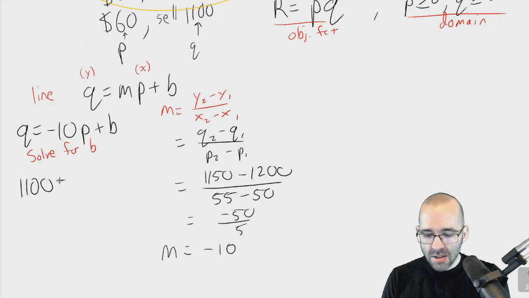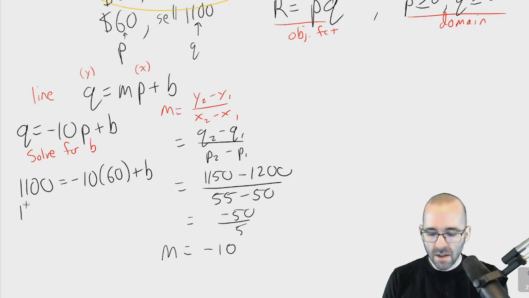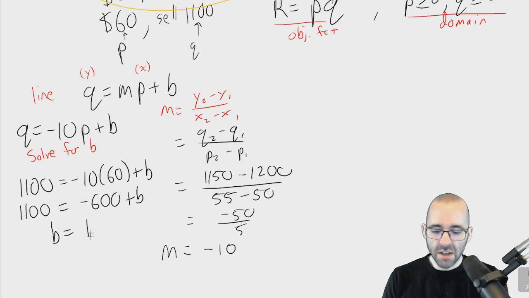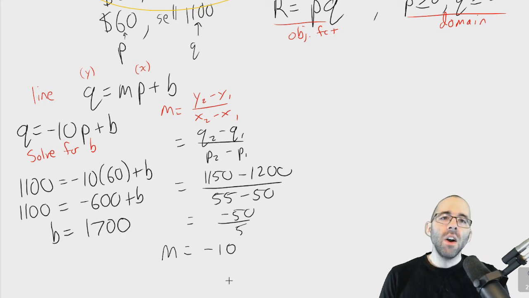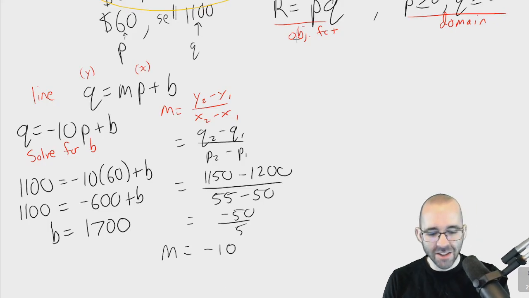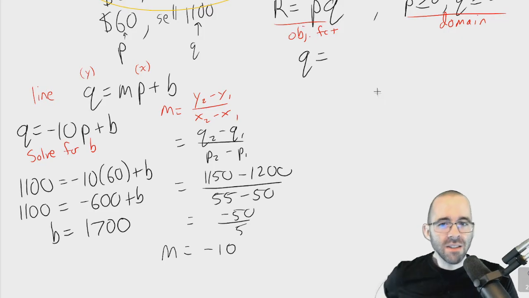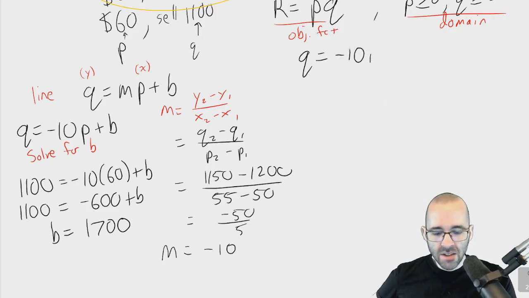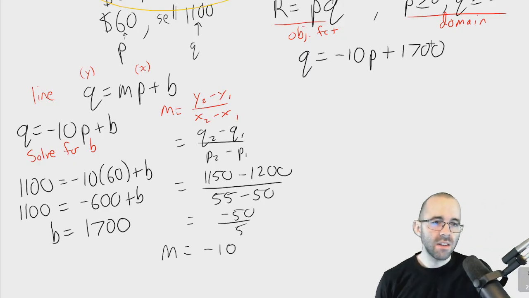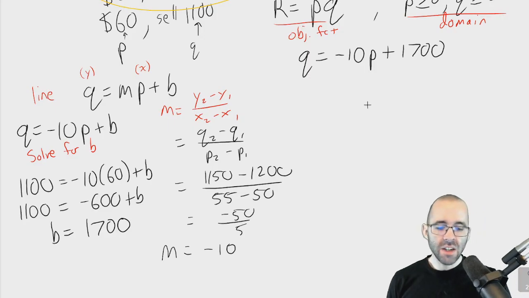We can sell 1,100 tickets at a price of $60. Let's find what B has to be. So 1,100 is negative 600 plus B. Okay, B is 1,700. Whew. We now finally have our constraint, our demand function. The number of tickets we can sell is negative 10 times the price that we charge plus 1,700. So if we didn't charge anything, if we just gave these tickets out for free, this model says we would give them to 1,700 people.